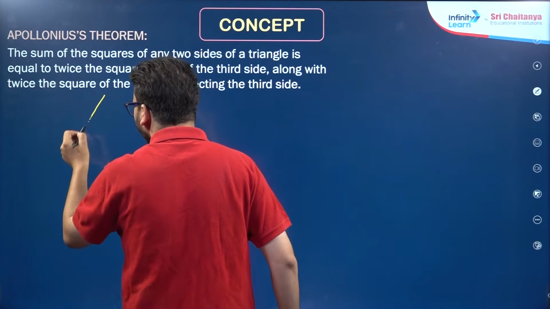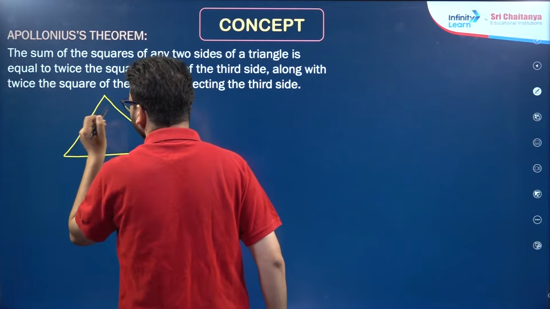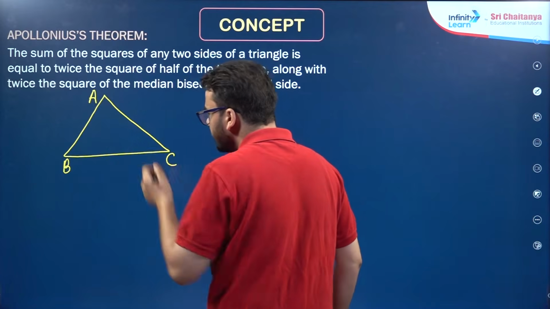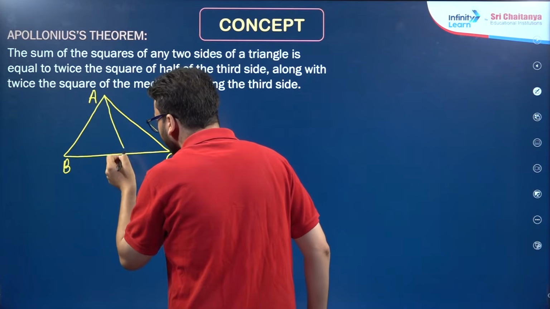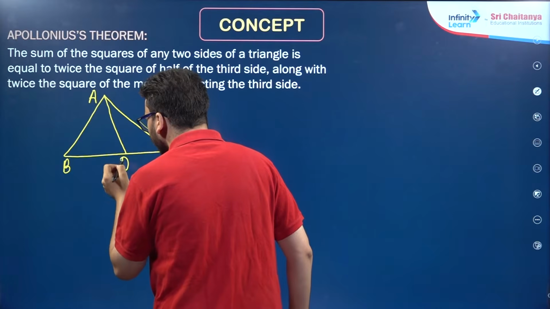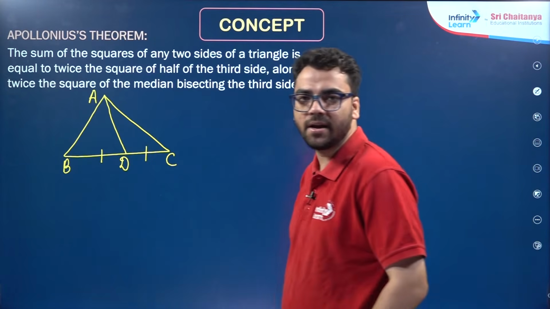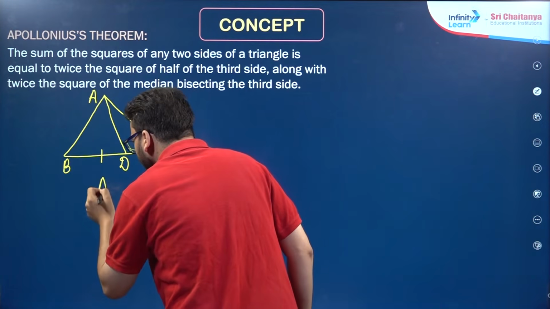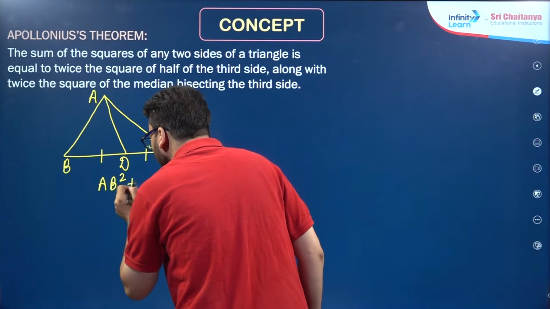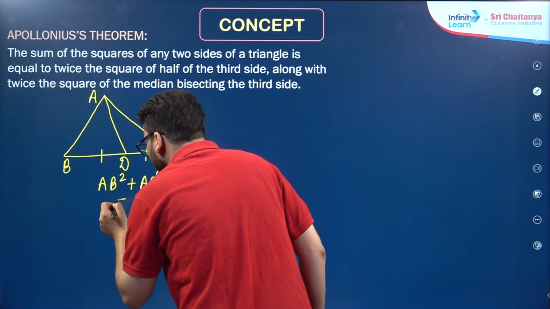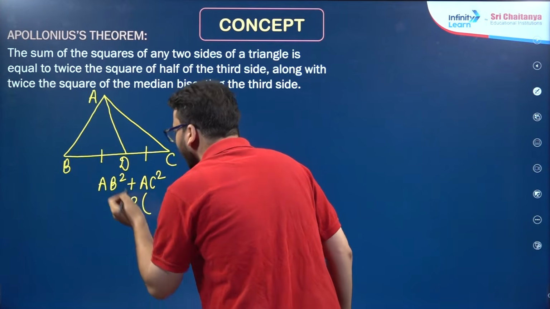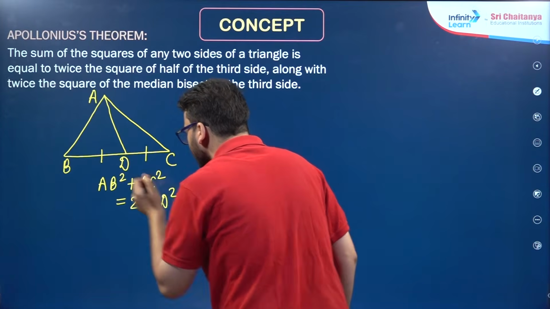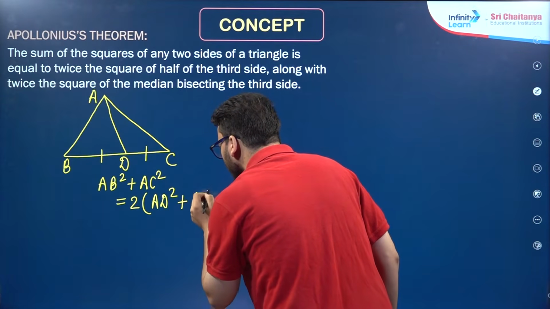It means if I've got a triangle over here, suppose like this, suppose this is ABC, and suppose corresponding to the side BC, I'm making a median. This is a median. It means BD is equal to CD, right? Then as per Apollonius theorem, AB square plus AC square will be equal to 2 times of AD square plus BD square.